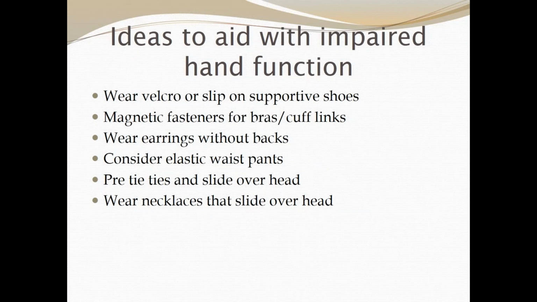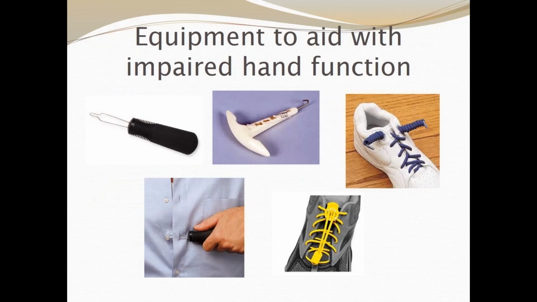Another good idea is leaving your ties tied in the closet. Then all you have to do is loosen and tighten them and slide them over your head rather than having to retie them each time. And also wearing larger necklaces that will slide over your head. So those are just a few ideas. And now here's some equipment that might help you with these activities of daily living that require fine motor skills.